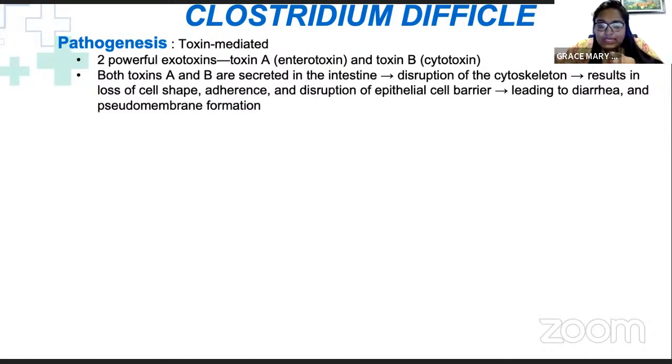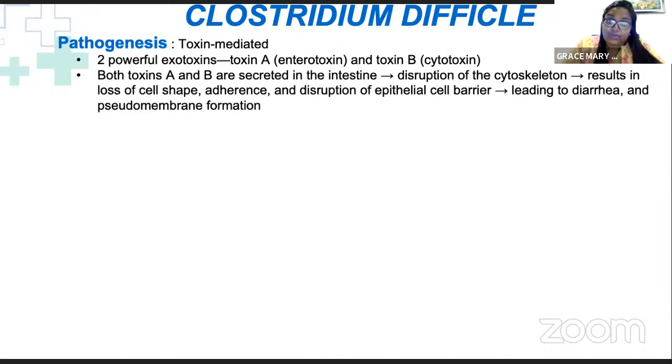The cytoskeleton is disrupted, which causes the cells to lose their shape. The cells don't adhere as well as they used to, and the epithelial barrier is also broken, which causes large volume, continuous loose diarrhea and pseudomembrane formation. Pseudomembrane formation is seen as whitish and yellowish flakes when you do a colonoscopy. You see a lot of patches throughout the colon. That itself tells you it's a pseudomembranous colitis.